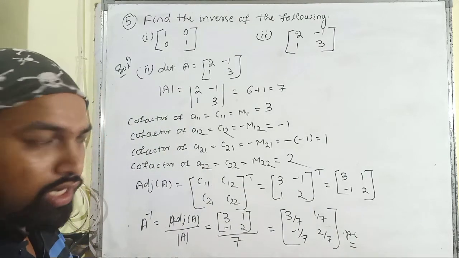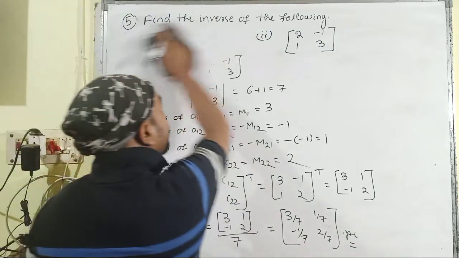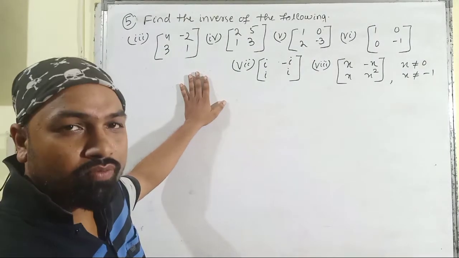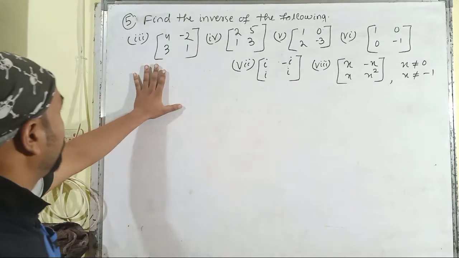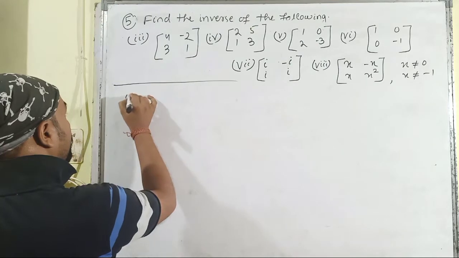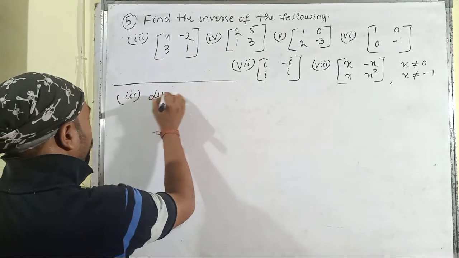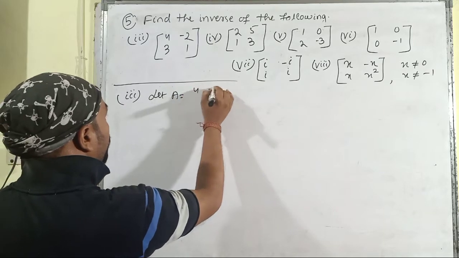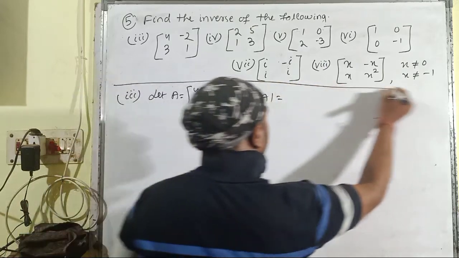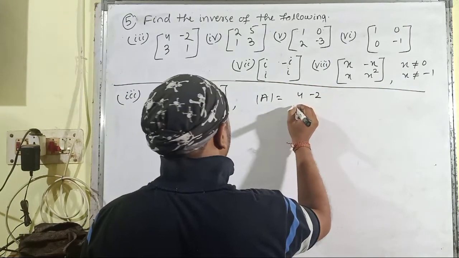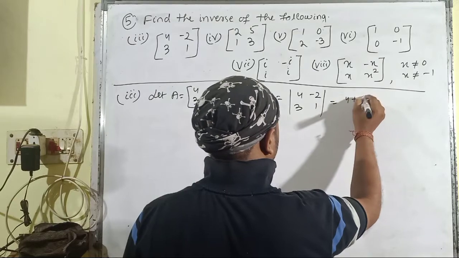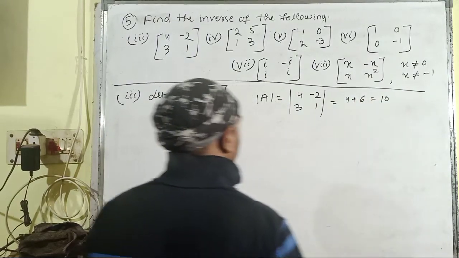Then proceeding towards the next bits of number 5. So these are the rest of the problems of number 5 of exercise 5B. Let us solve some of the problems and the rest of the problems will be tasks for you. So here it is the third bit. First of all, let us consider this matrix as A, [4 -2; 3 1]. First of all, we have to find out the determinant. The determinant of A is equal to the determinant of [4 -2; 3 1]. So it is 4 plus 6, which is equal to 10.